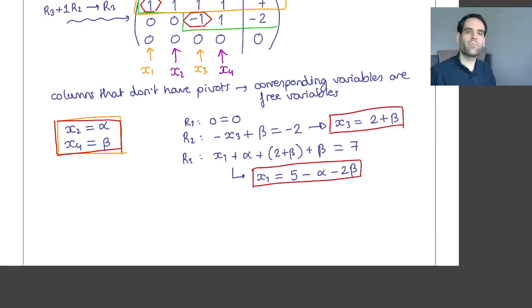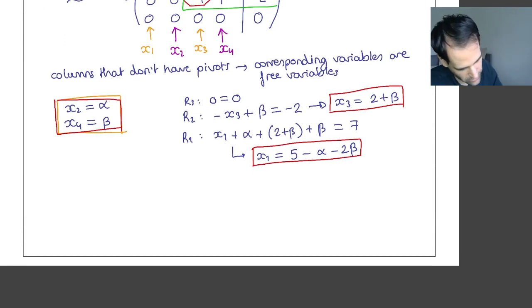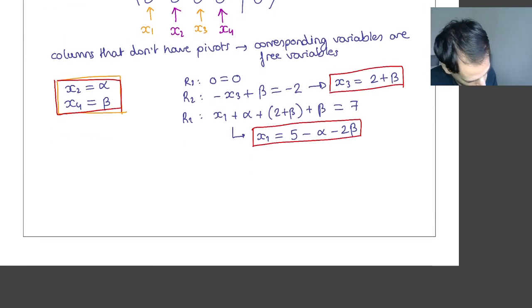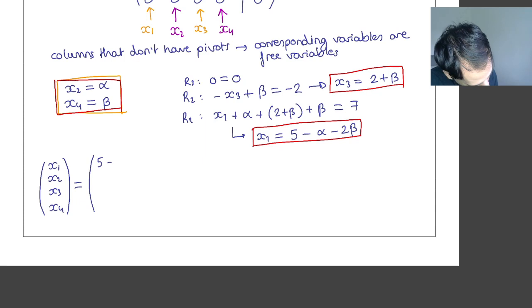So that would have solved the problem, but it's nice to put it into a vector parametric form. So how would we do it? Let's write all the solutions, x1, x2, x3, and x4, as a vector. This is equal to: x1 is 5 minus alpha minus 2 beta, x2 is equal to alpha, x3 is equal to 2 plus beta, and x4 is equal to beta.